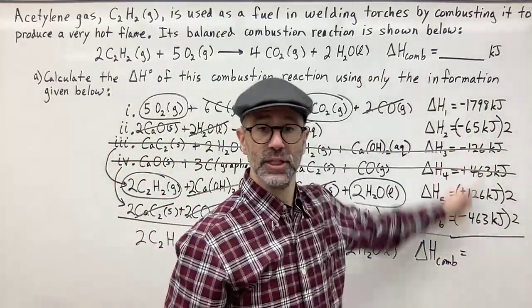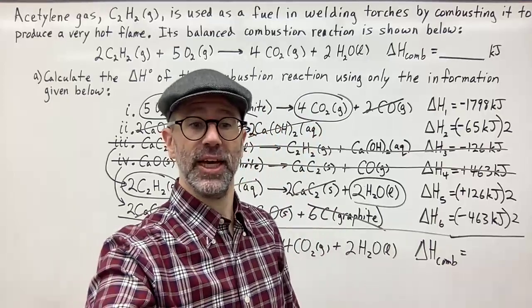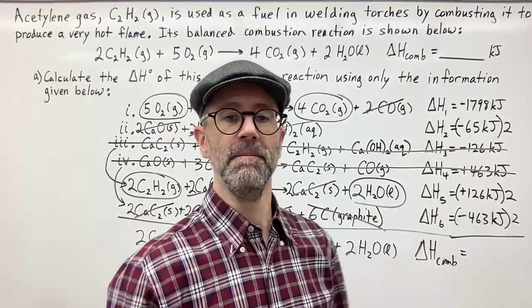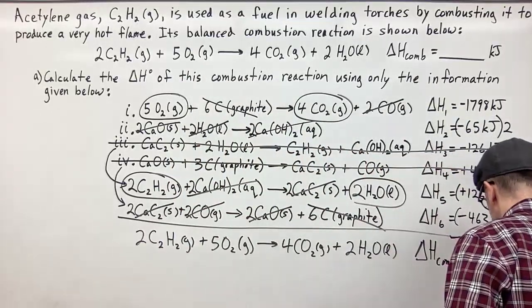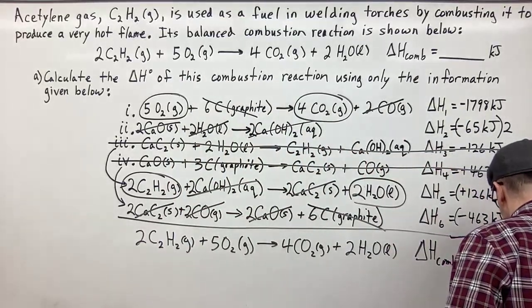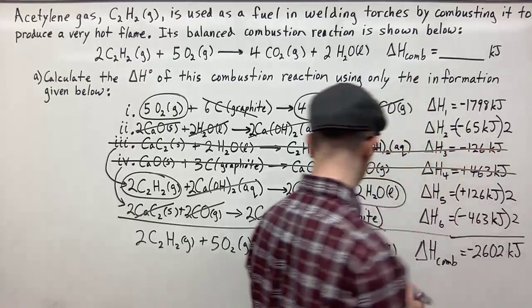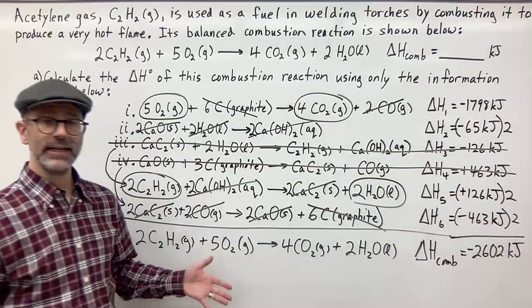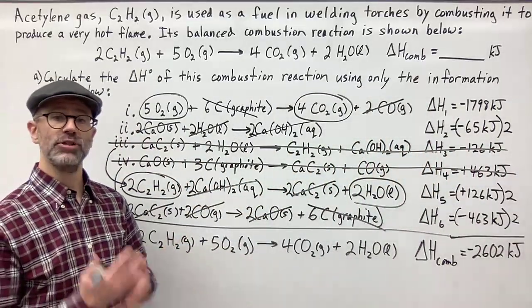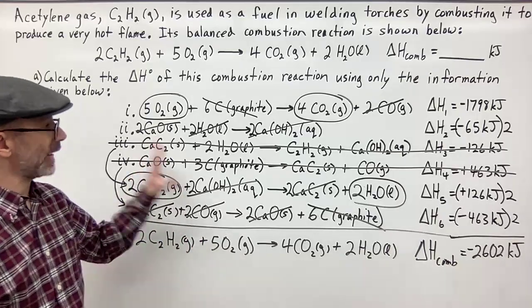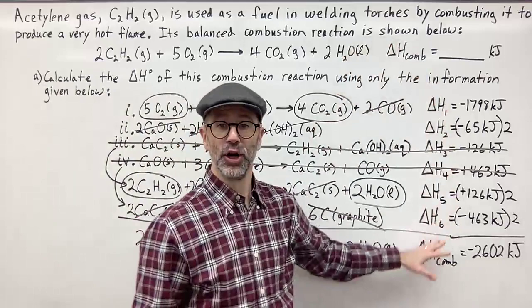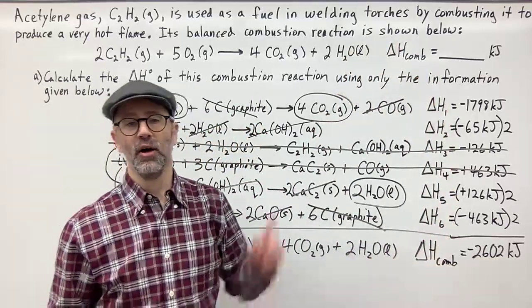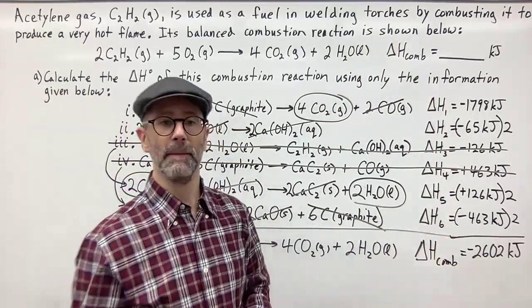And then when you do the calculation, you get negative 26 02 kilojoules. And that is how you do part A using Hess's law and the relationships between balanced equations and their enthalpies of reaction. Okay, let's go on to part B.